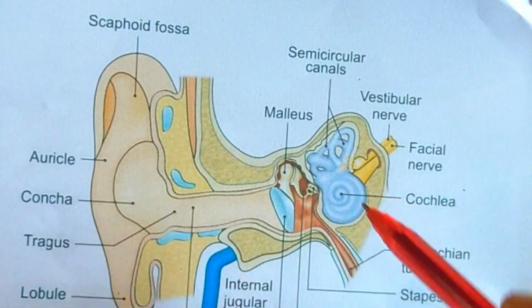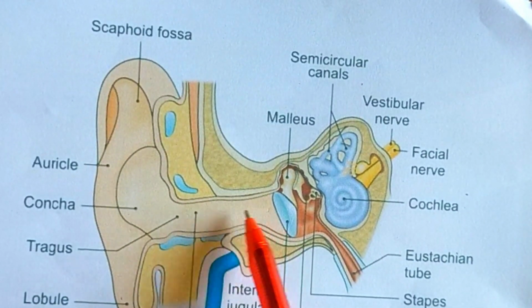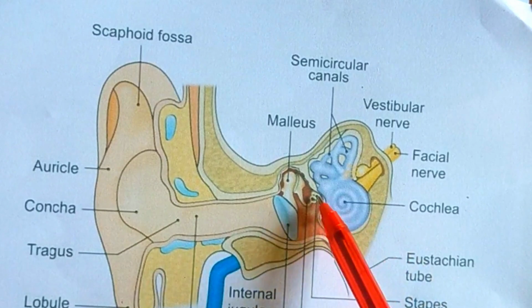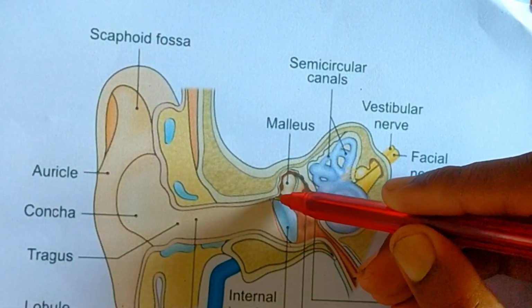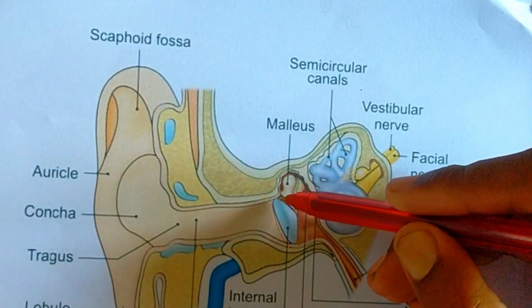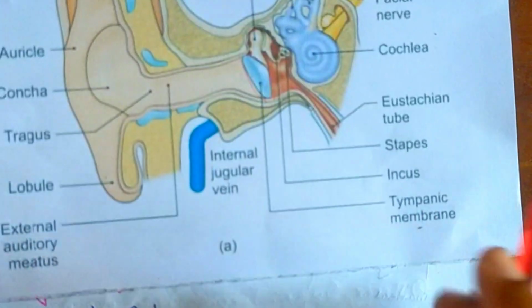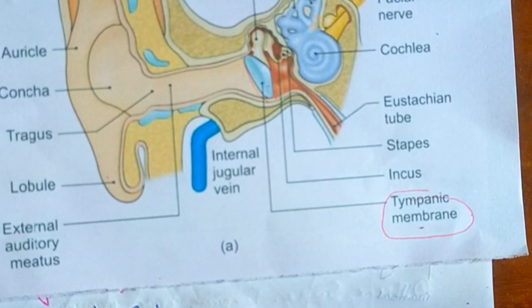This is called the external acoustic meatus, and this is the middle ear, and what separates the external acoustic meatus and the middle ear is called the tympanic membrane. It's marked here, this is the tympanic membrane. Hope you got it.